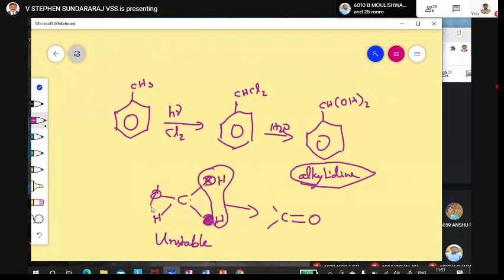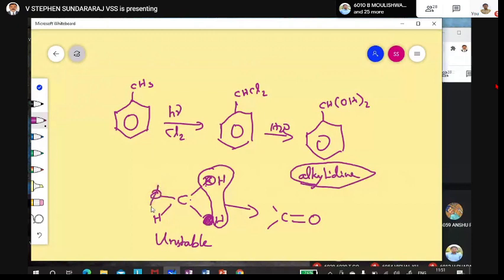If the question is, write the equation for the following: Rosenmund reduction, Cannizzaro reaction, and this one, Gattermann-Koch reaction, then you are gone, you cannot do anything. But if it is coming in a conversion, how will you convert benzene into benzaldehyde? Then don't worry about that. You were already taught last year. Now you should know Friedel-Crafts alkylation. Go for that. You will get toluene.